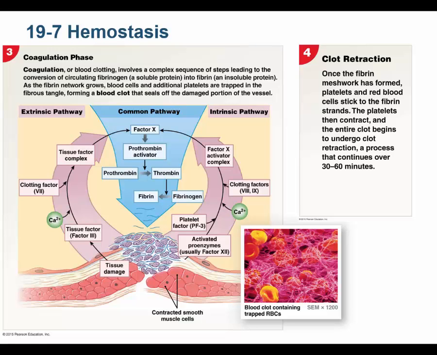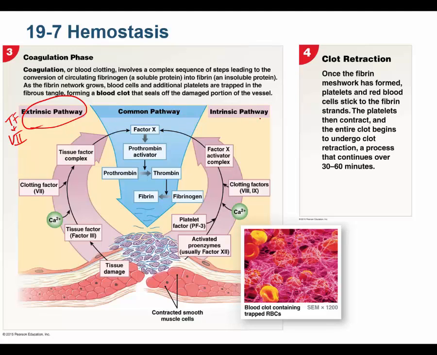Okay, so that's the platelet phase. And then we have this very complex clotting cascade. It's called the coagulation phase. And there's two pathways. There's an extrinsic pathway right here, and the extrinsic pathway is 7, and well, it's tissue factor and 7, and that goes to the common pathway.